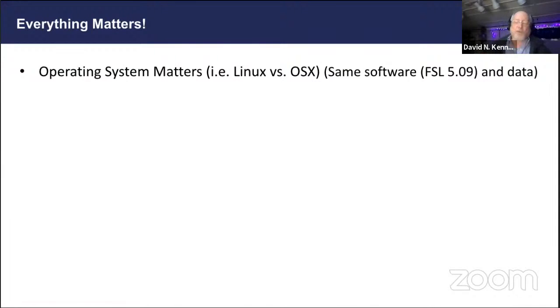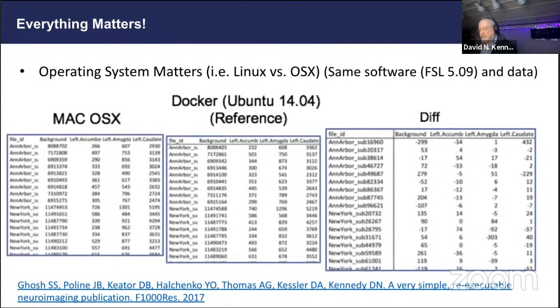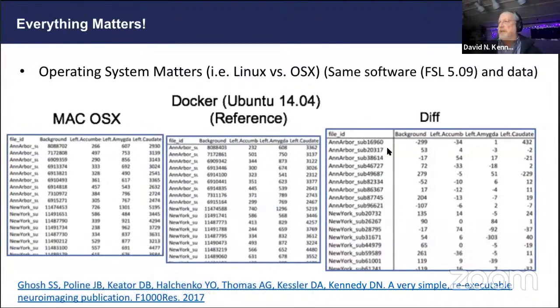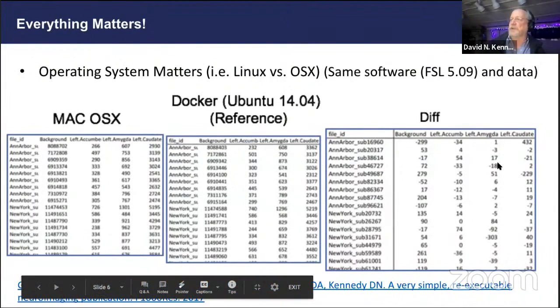So just to walk through a couple of examples of this, and again, I think it holds in many different contexts, but just to put some examples onto that last statement, exactly what operating system or computer system you're using can make a difference. In this case, a simple paper that we talk about later in the presentation takes the exact same software, FSL version 5.09, the exact same data, runs it in a Mac operating system and in an Ubuntu operating system, and documents that the same measures coming out of that same software are different.